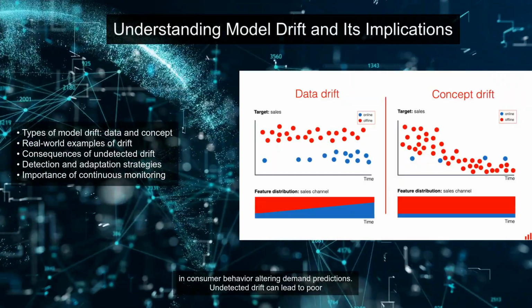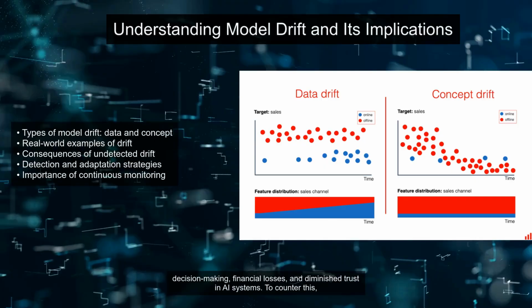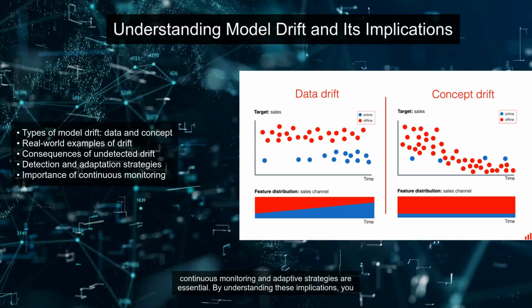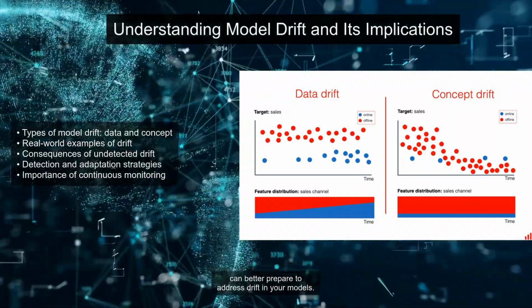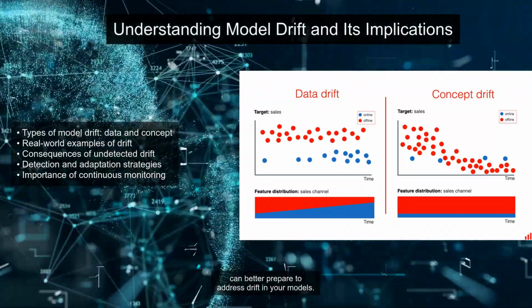Undetected drift can lead to poor decision-making, financial losses, and diminished trust in AI systems. To counter this, continuous monitoring and adaptive strategies are essential. By understanding these implications, you can better prepare to address drift in your models.